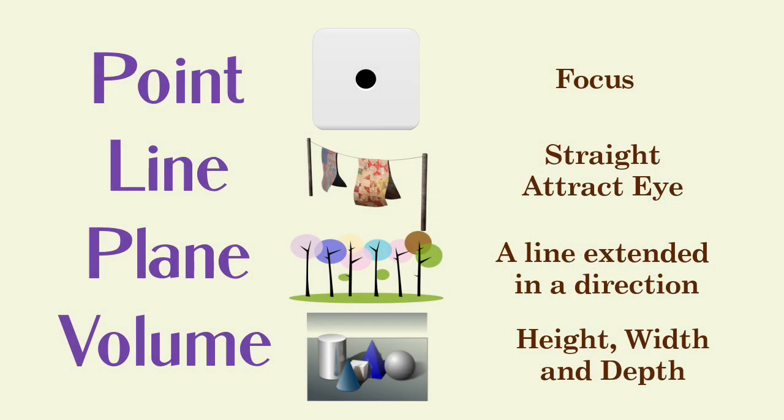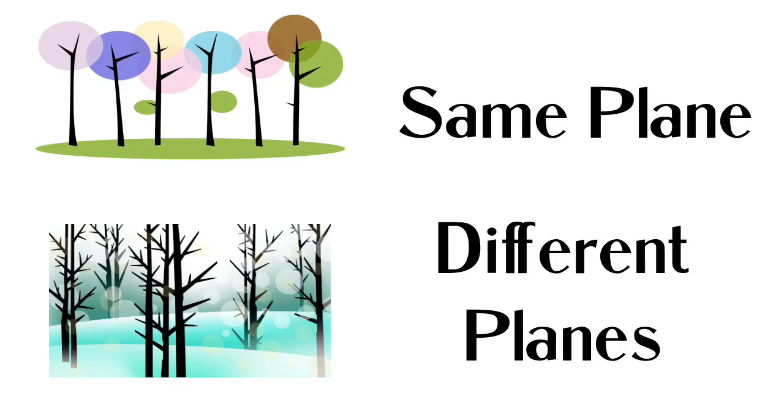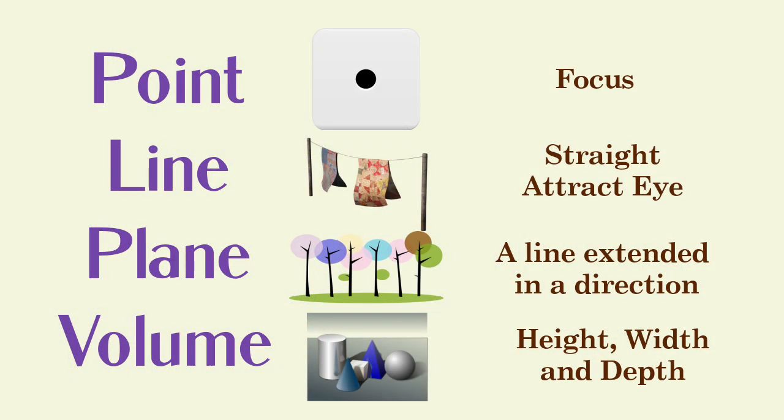The third conceptual principle is plane. The plane is a 2-dimensional space with length and width. To create depth in your painting, you need to have several planes. For example, if you paint your trees in a row, they're in the same plane and you will not have depth. However, if you have your trees in different planes, you create depth.